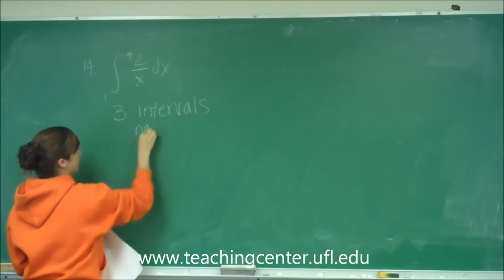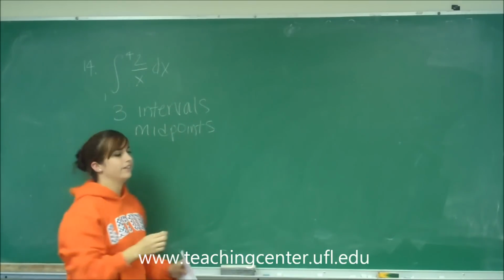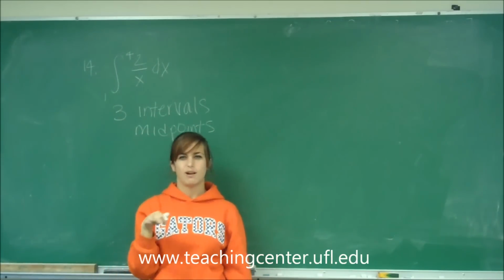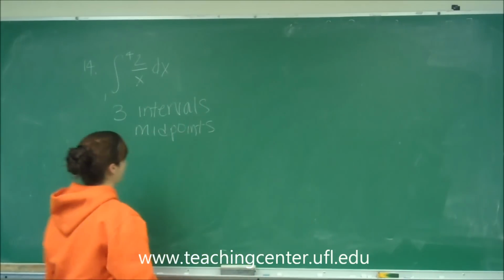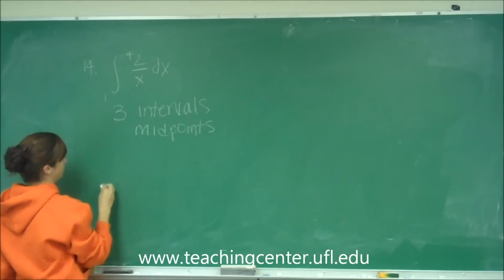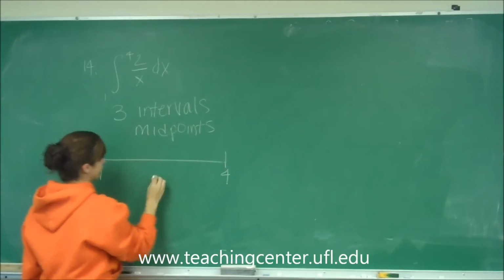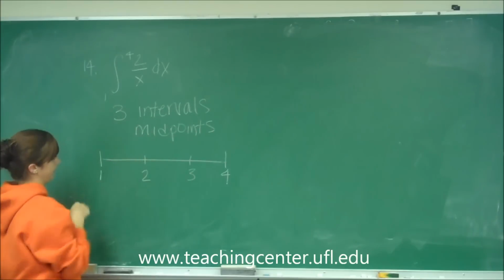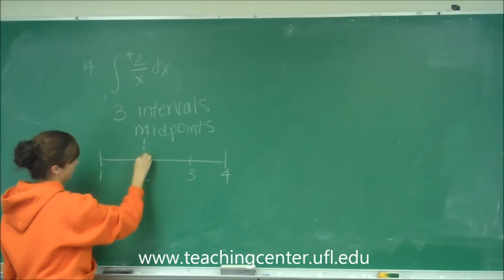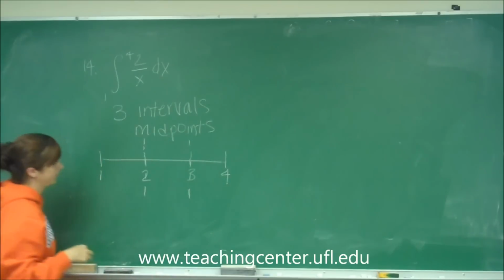So that's all very important. I might do this problem a little differently than you've seen before, but it works. I see that my interval is from 1 to 4, so I draw a number line from 1 to 4. And I need 3 subintervals. So I can split it here and here, and I would have 3 subintervals of equal length.